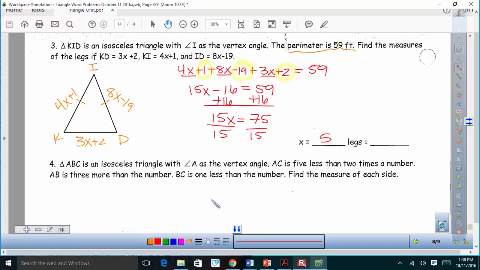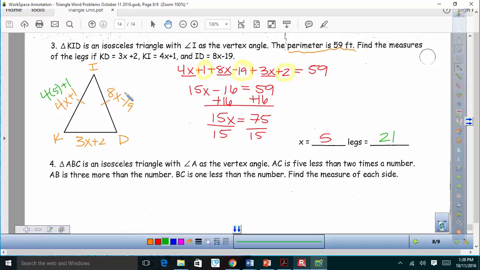Which ones are the legs? KI and ID. Okay, so we're going to plug in 5. We're going to do 4 times 5 plus 1. 4 times 5 is 20, plus 1 is 21. Do I need to plug into the other one? No, because they're congruent and they're the same.